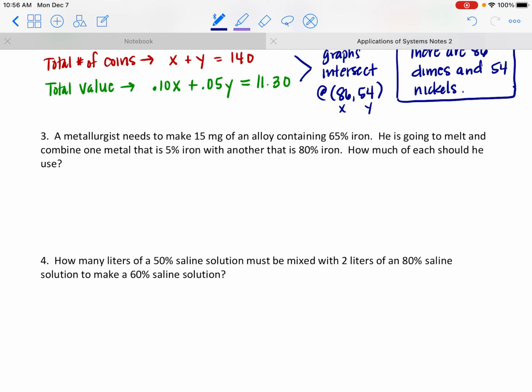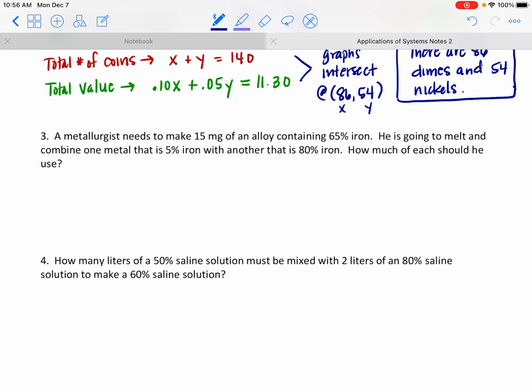Now, here's where it gets a little more tricky. Just go with me here. These next two problems really are the same as the first two. They just sound worse, okay? So number 3, metallurgist. I don't know if you've ever heard or said that word. That's a tough one for me. It would be someone who works with metal.